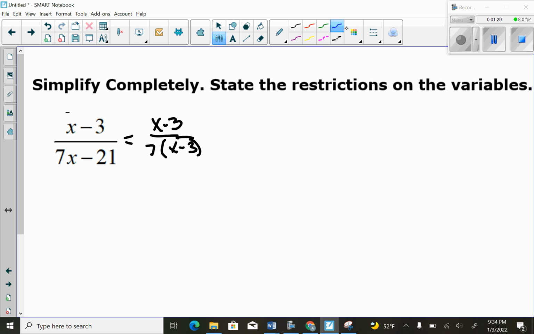Now, this is where we see the binomial x minus 3 in both the numerator and denominator. So those will cancel each other out, and we're left with 1 over 7. So this is our simplified answer.